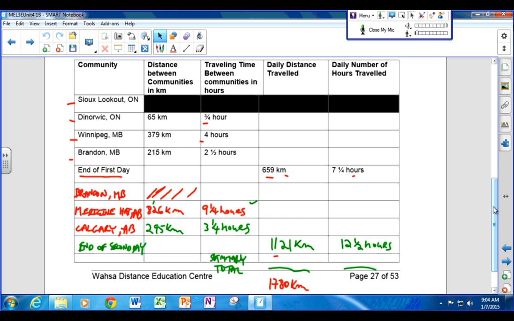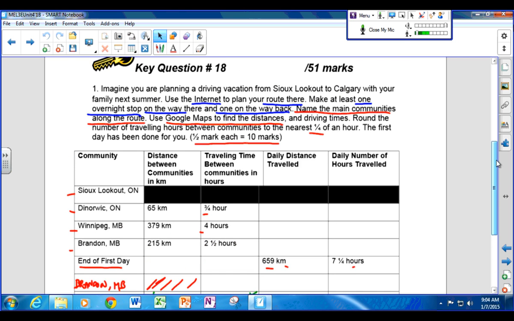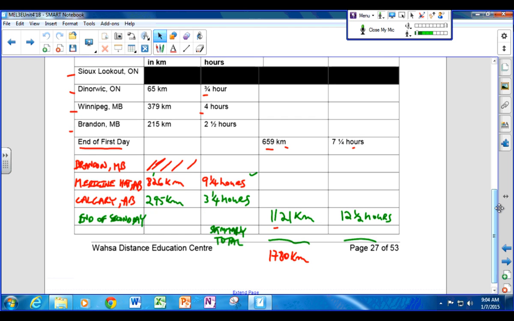So the way I did this, I finished off the first day. Had us go the second day. So I got us all the way out to Calgary. And I showed you how to do that.